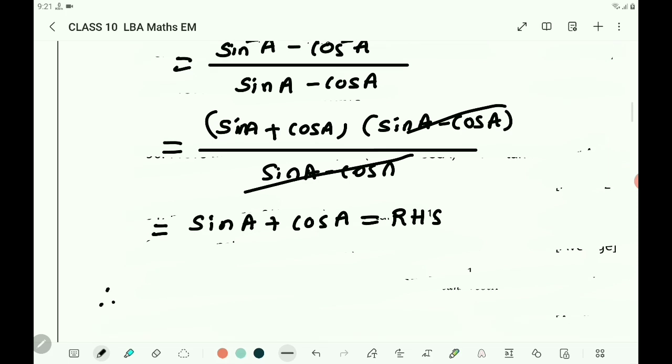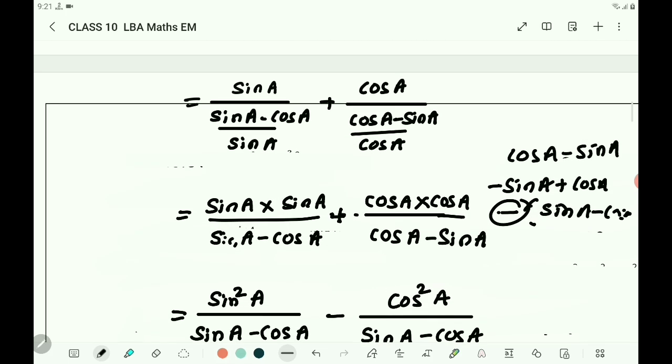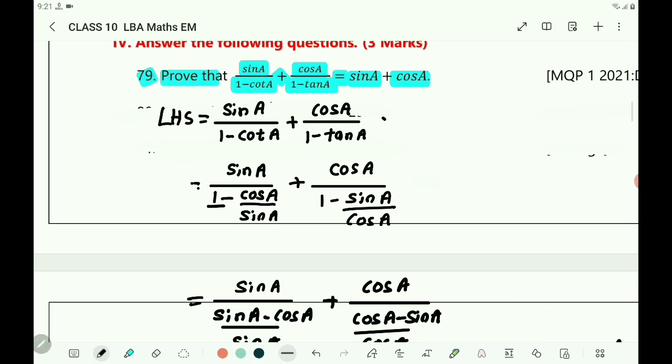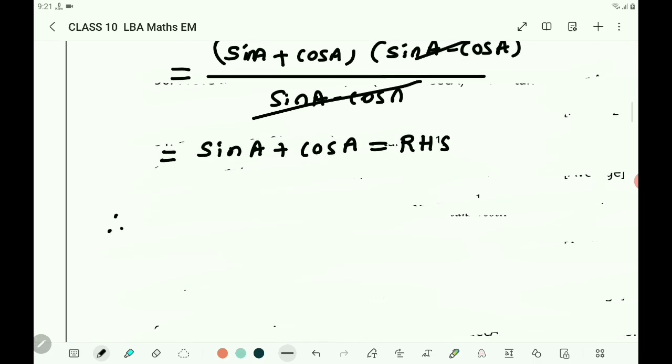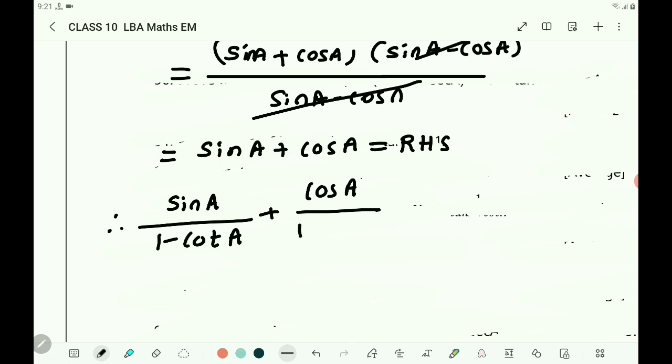Therefore, you write, what is that? Sin A by 1 minus cot A plus cos A by 1 minus tan A is equals to sin A plus cos A. Sin A by 1 minus cot A plus cos A by 1 minus tan A is equals to what? Sin A plus cos A.